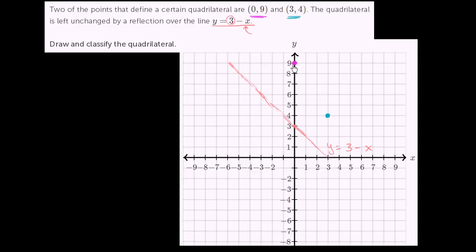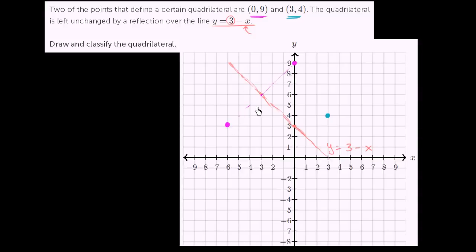So this point, let's just reflect it over this line, over y is equal to 3 minus x. If we were to try to drop a perpendicular to this line, notice we have gone diagonally across 1, 2, 3 of these squares. So we need to go diagonally across 3 of them on the left-hand side. So 1, 2, 3 gets us right over there. That's the reflection of this point across that line.